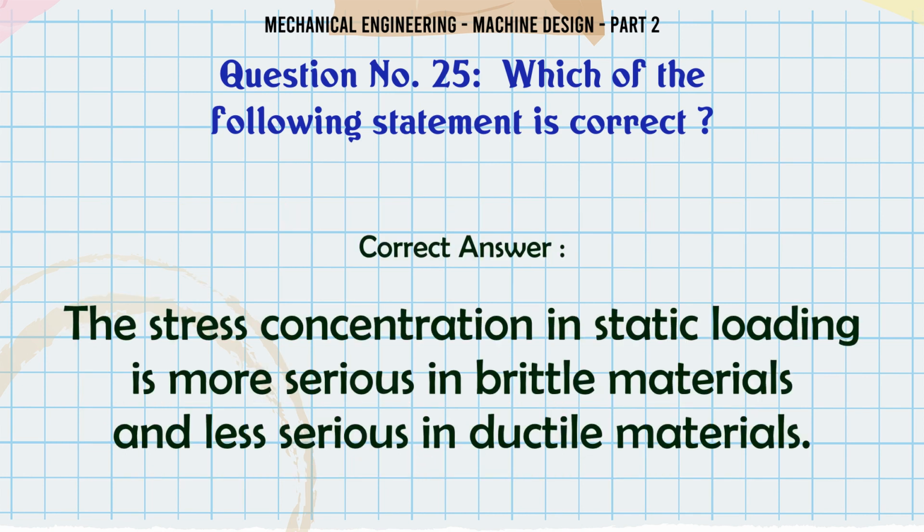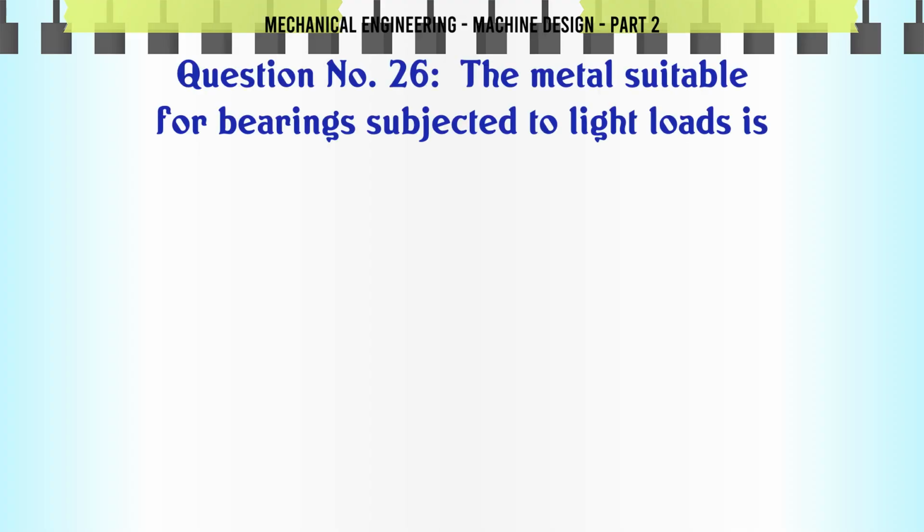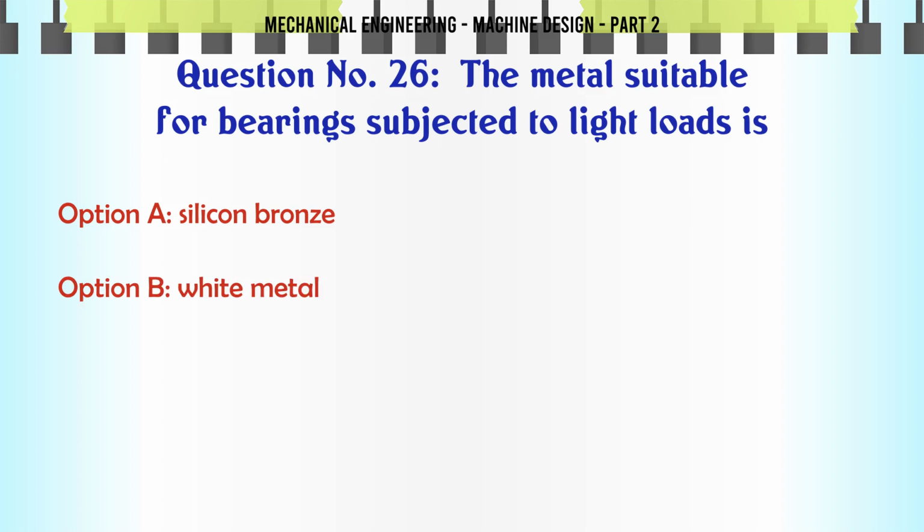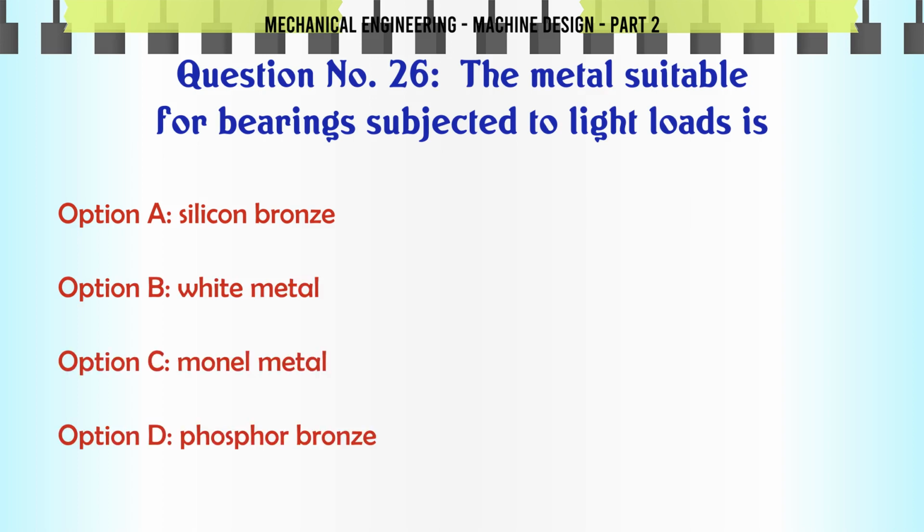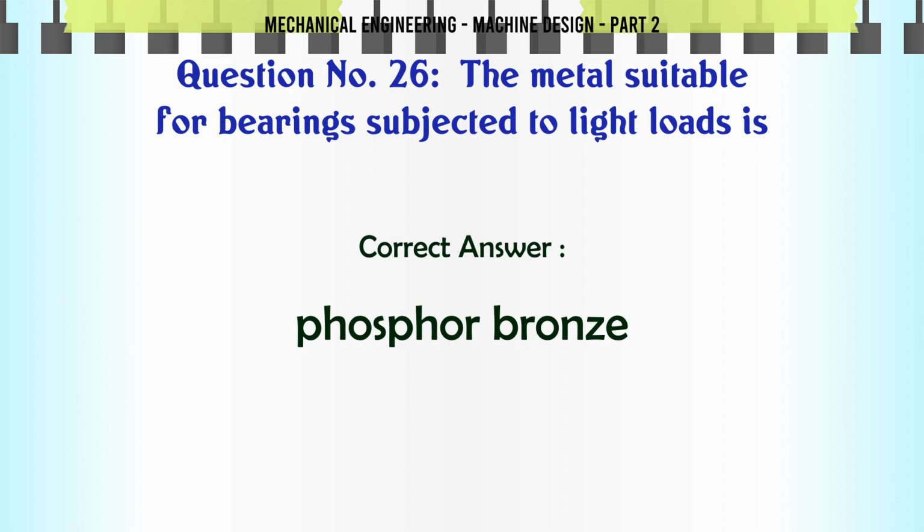The correct answer is the stress concentration in static loading is more serious in brittle materials and less serious in ductile materials. The metal suitable for bearings subjected to light loads is A. Silicon bronze. B. White metal. C. Monel metal. D. Phosphor bronze. The correct answer is phosphor bronze.